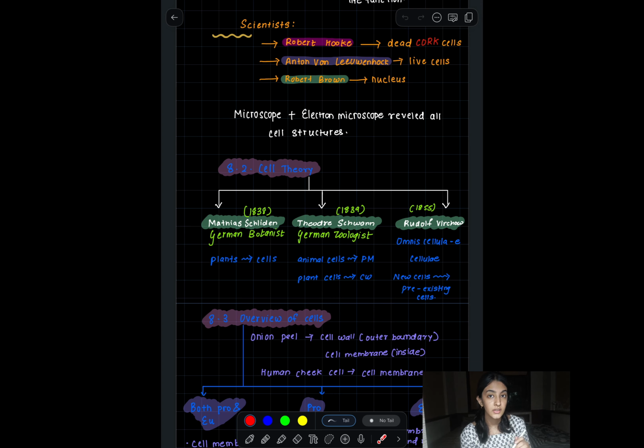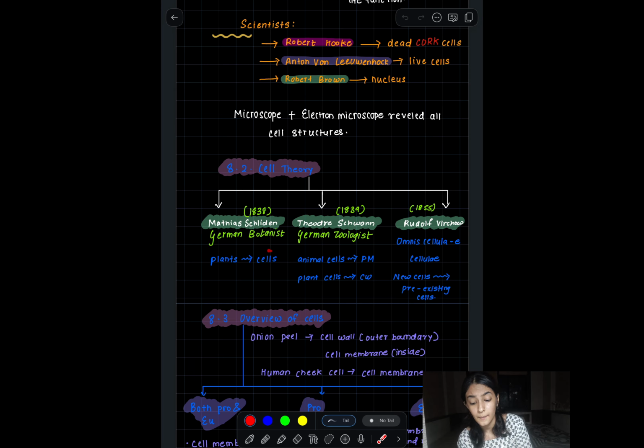Moving on to the cell theory. Now there's a small change in the new NCERT in the cell theory. So 3 scientists are given in the NCERT for cell theory: Matthias Schleiden, Theodor Schwann and Rudolf Virchow. Matthias Schleiden is a German botanist. Theodor Schwann is a German zoologist. In the old NCERT it is given as British zoologist. Don't remember that, focus only on the new NCERT.